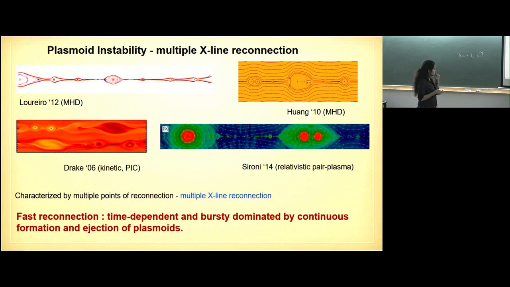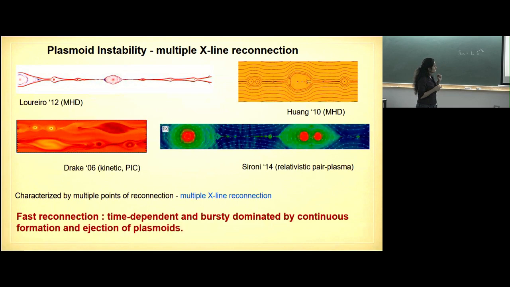And not only in MHD, you can see this also in kinetic plasmas, in PIC simulations and so on. This particular one is in fact the simulation which has looked at this kind of reconnection as a model to understand particle acceleration. And then they claim that this is actually more efficient than what one gets in collisionless shocks and so on.